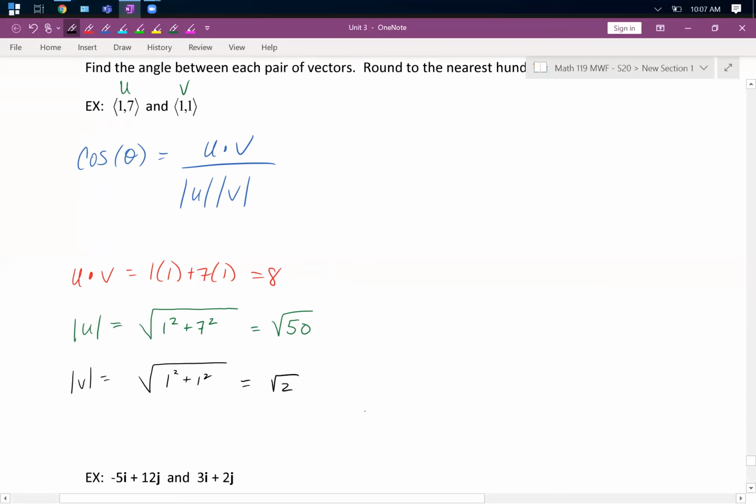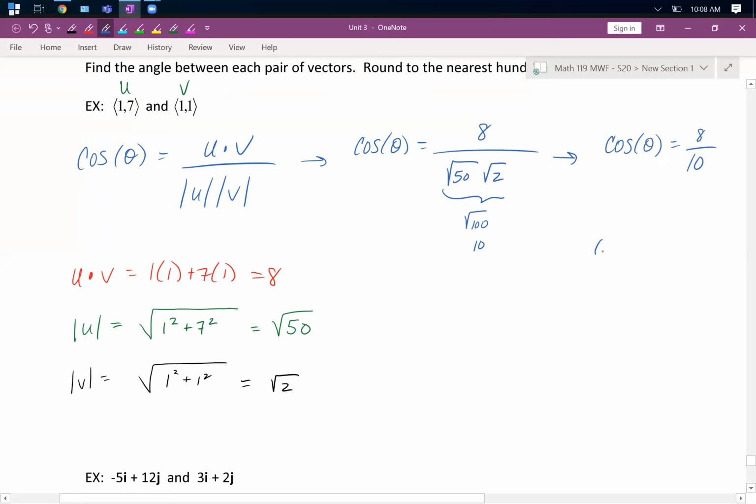So that's giving us the square root of 2. And now that we have all our numbers, we're ready to plug it in. Cosine of theta is equal to 8 over the square root of 50 times the square root of 2. So maybe I'd clean up this bottom a little bit, right? We got the square root of 100, which is just 10. So cosine of theta is equal to 8/10, therefore theta is cosine inverse of 8/10. So we'll just pop this in our calculator and round to the nearest hundredth.